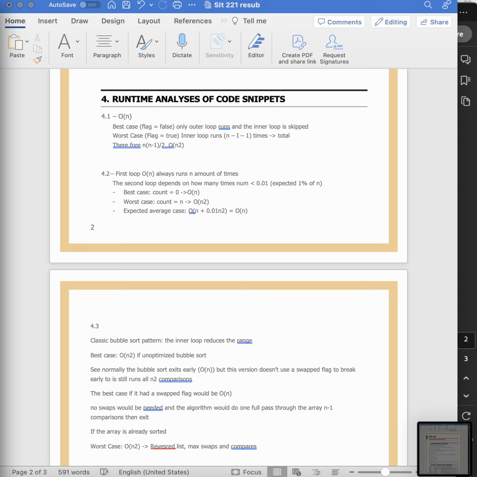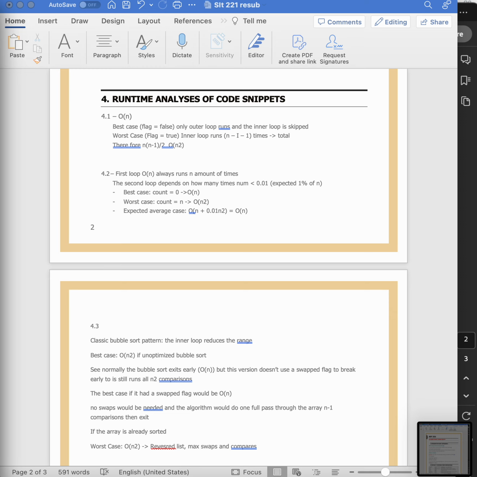4.3. This is a bubble sort. This was a bubble sort pattern because there's no early exit flag, so it always runs the full loops. So we'll do the outer loop n amount of times, and the inner loop n minus 1 and n minus 2 times. So the total will be n times n minus 1, and then we'll divide it by 2 comparisons.